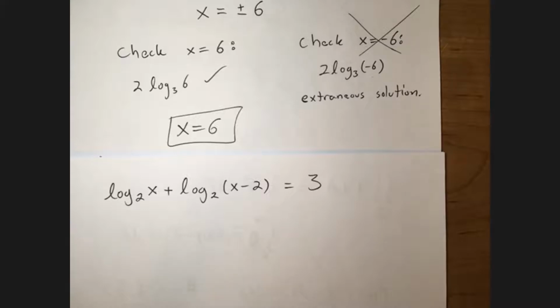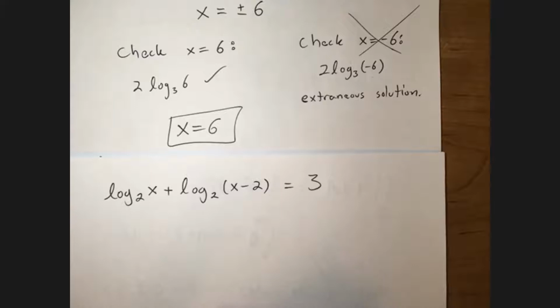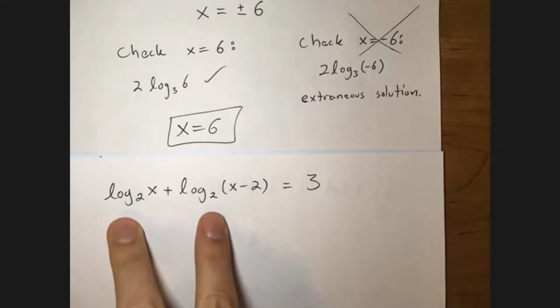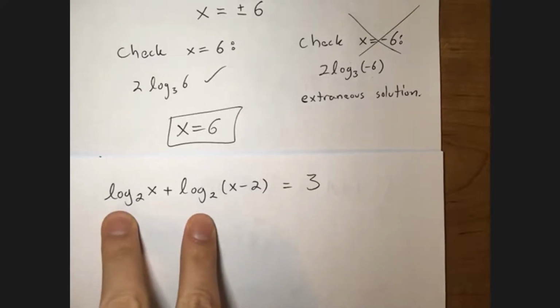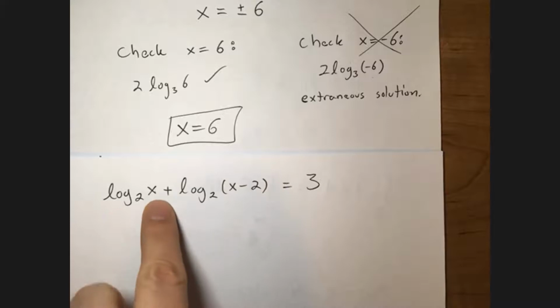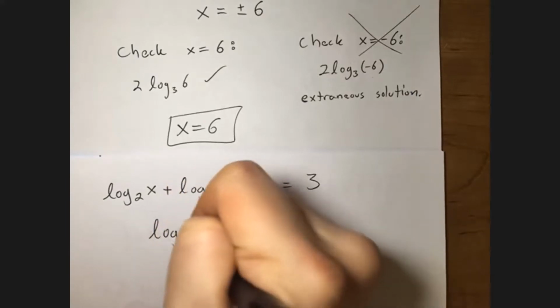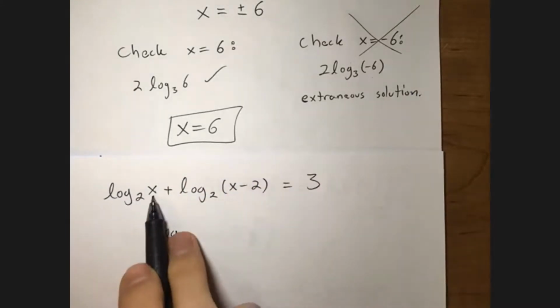Okay. Well, what can we do here? Well, what did we do in the last problem? We used one of the properties backwards. Maybe we can do the same thing. What property resulted in a sum? It was the product property. So this is the same as the log of a product, because right now I've got a sum of logs. Right? So I can write this as a log of a product. What's the product? It's this times this.